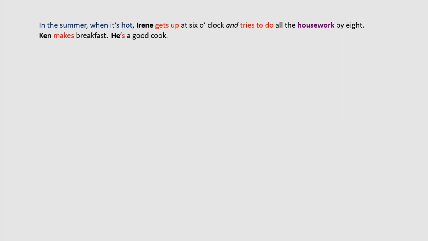Now, let's continue with the second part of this sentence, that is, Ken makes breakfast. Who is the main subject of this sentence? If you put Ken, great job. Ken is the main subject of this sentence. And what is the verb? Obviously, it's makes. And the final complement, as you can see, is the only one that remains, breakfast. And that's all, it's simple. We analyzed this sentence.